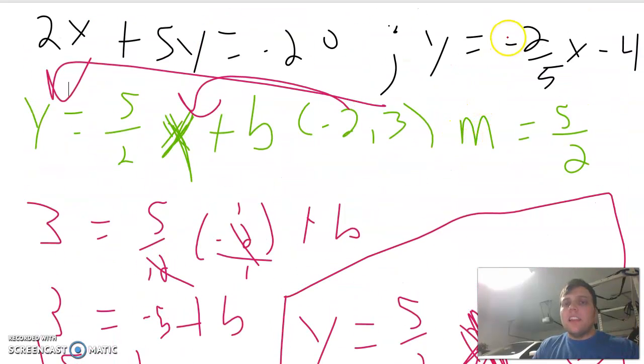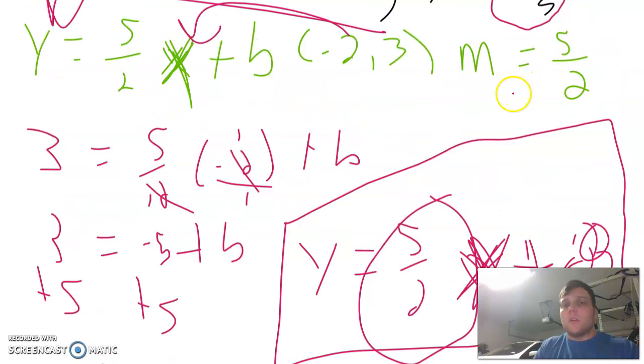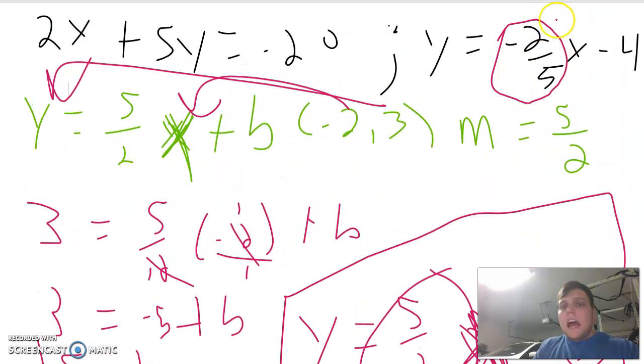Again, what they're really trying to get you to notice in this lesson is that this and this are negative reciprocals if they're perpendicular.